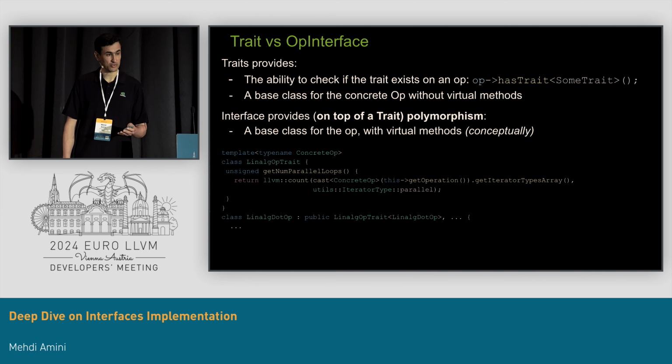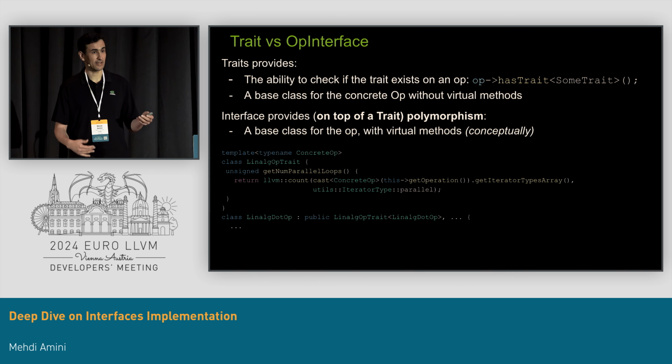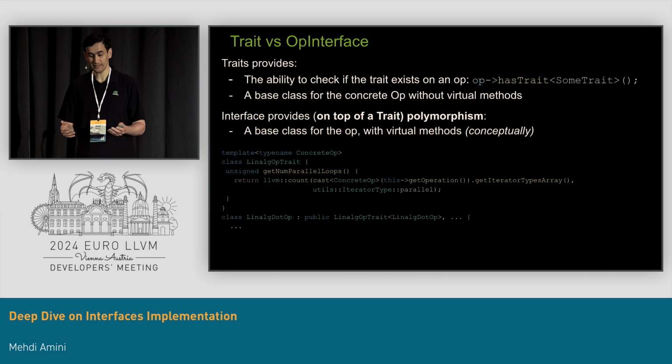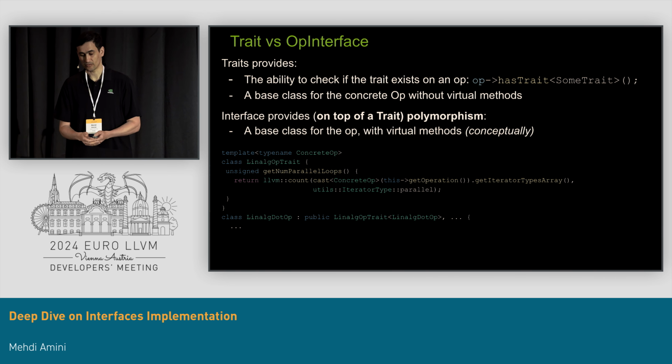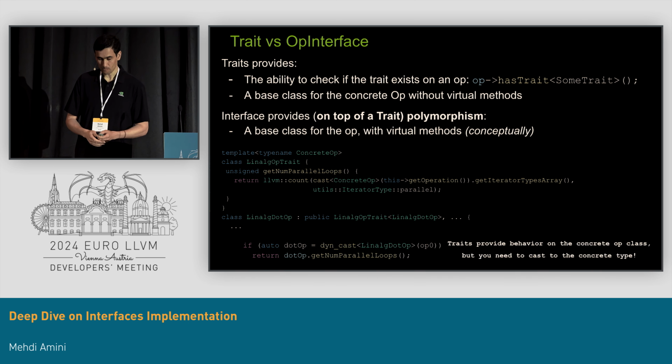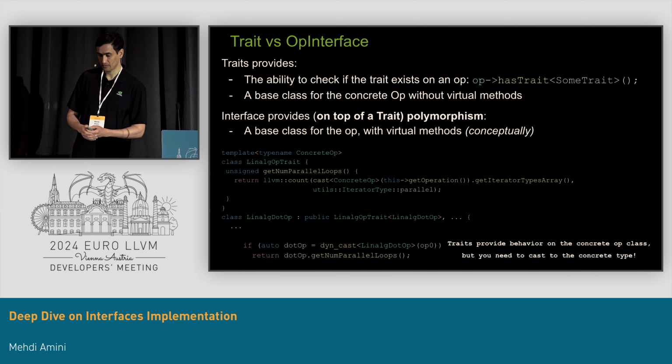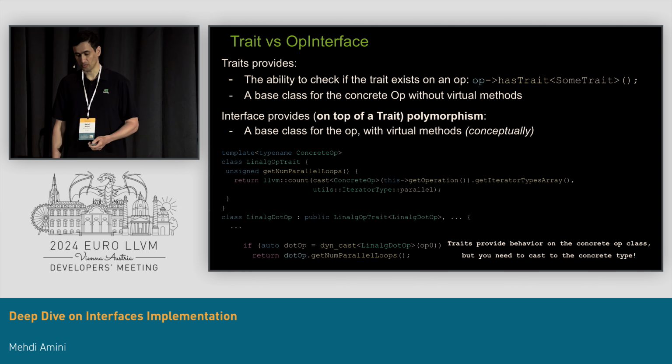An example of a trait would be a linalg trait. All the linalg operations will inherit this trait. And that means when you have a concrete linalg operation, you can call this method getNumParallelLoops, which is implemented in terms of other properties of the operation. The implementation doesn't matter here. It's just for the example of what the trait is and to really explain that there is no polymorphism involved. When you have an opaque operation pointer, the traits don't really help you here. So that's the trait behavior. You need to cast to the concrete type to be able to use it.